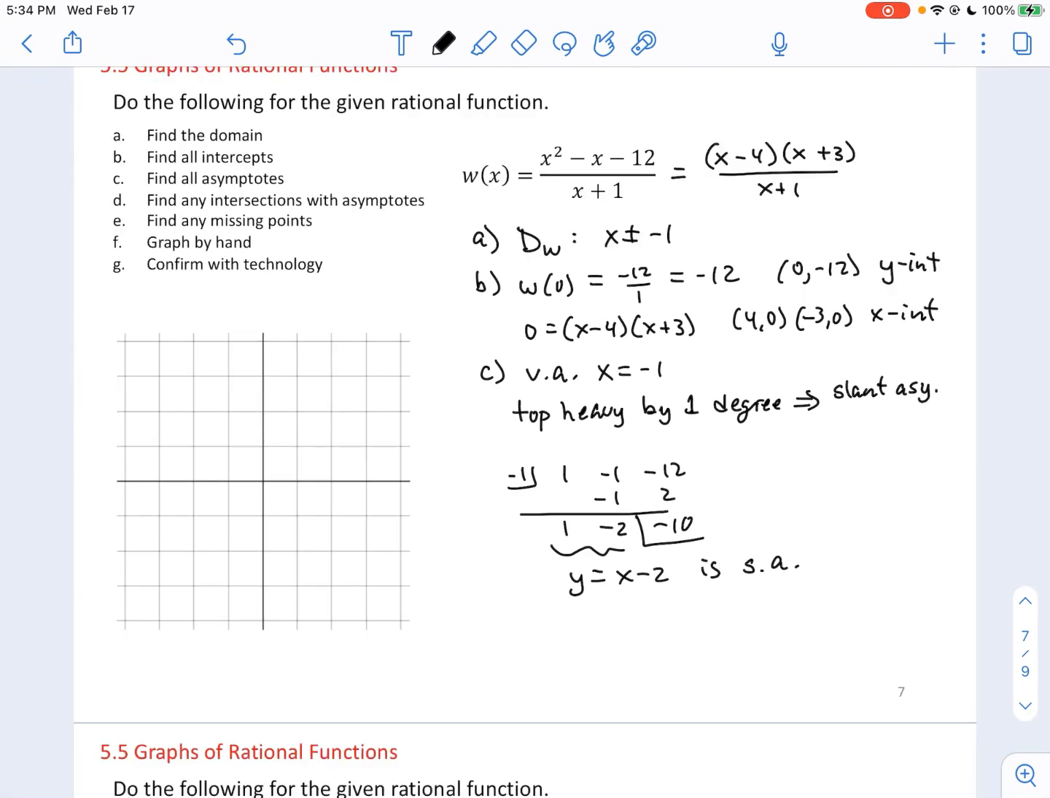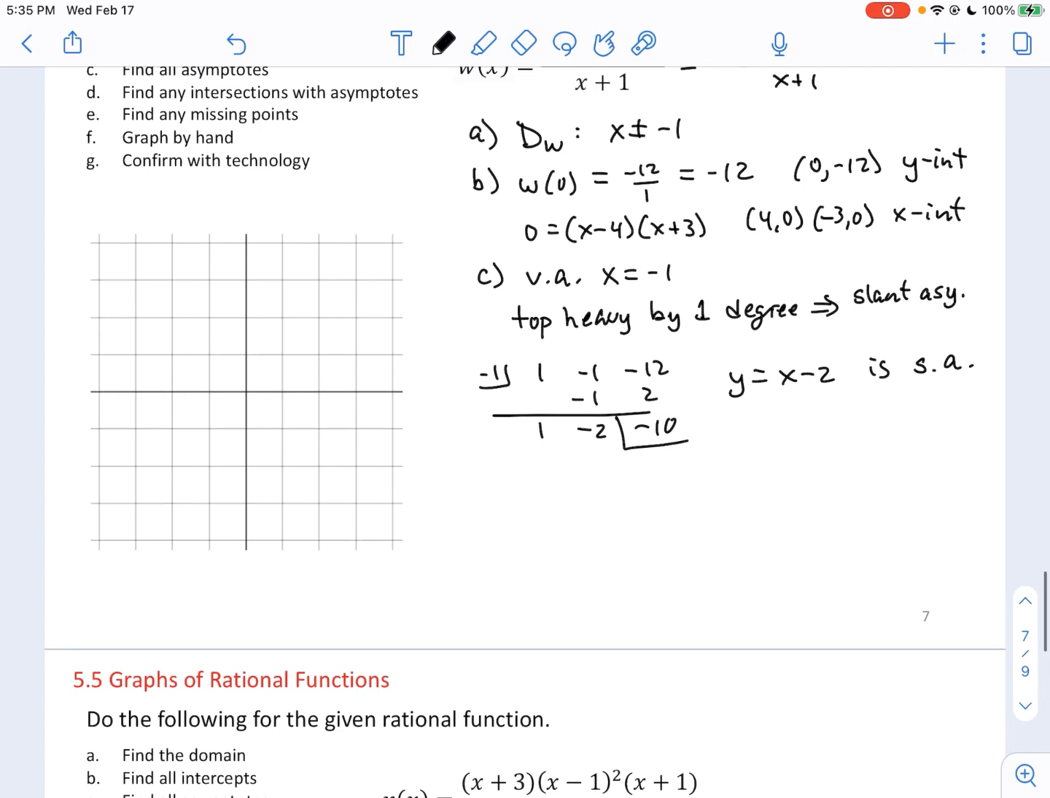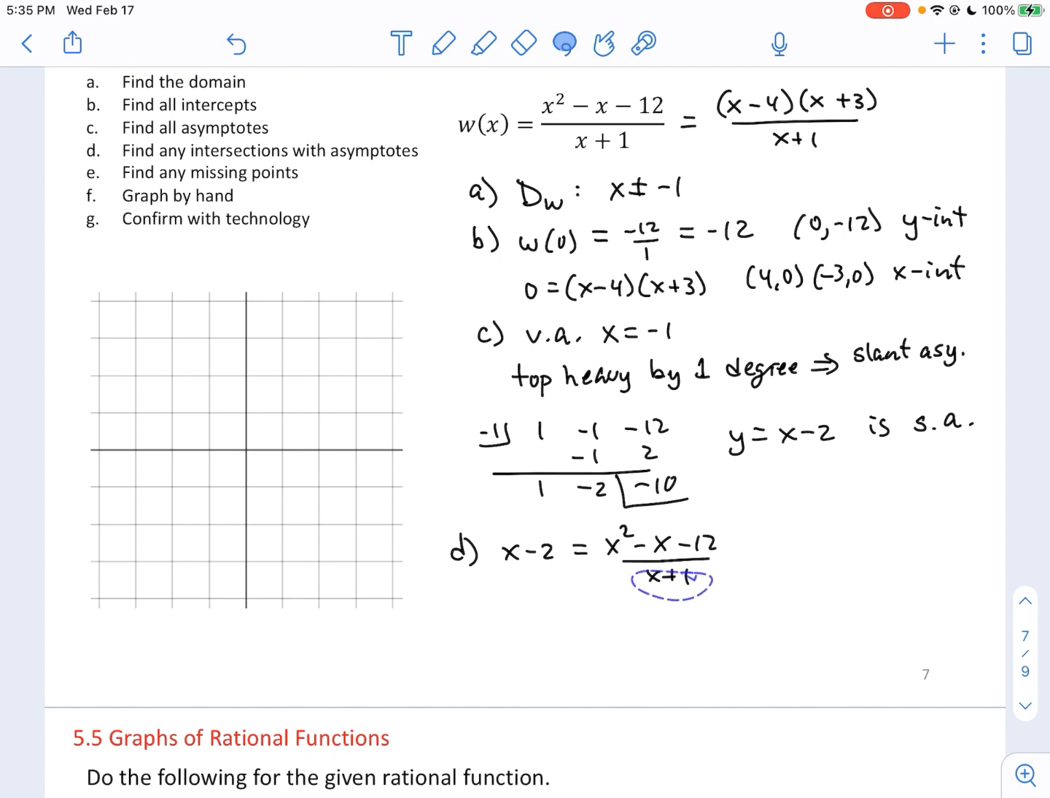Find any intersections with the slant asymptotes. So we have to set the function equal to the slant asymptote. Here's our slant asymptote equal to the original function. We're going to begin by multiplying this denominator to that side there and then FOILing. So that's going to give me x squared - x - 2 is equal to x squared - x - 12. And notice that all the x's cancel, leaving -2 equals -12. This is no solution. So in other words, there's no point of intersection with this slant asymptote. Part E, no missing points because there's no canceling factors right there.